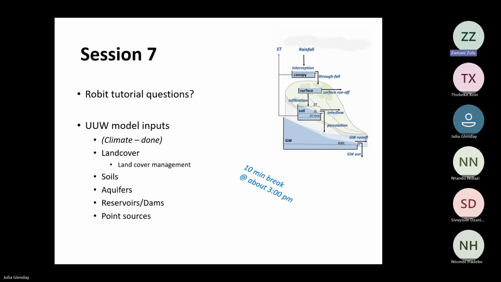I was able to run it, but haven't analyzed the outputs yet, but the model did run. Okay, that's great. That's great to hear.